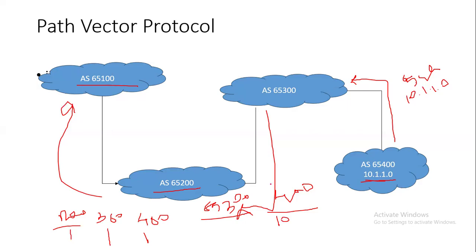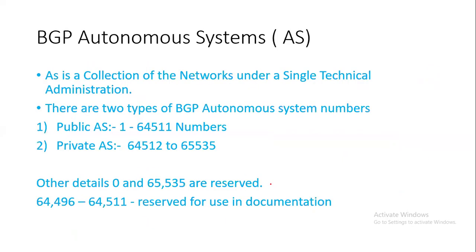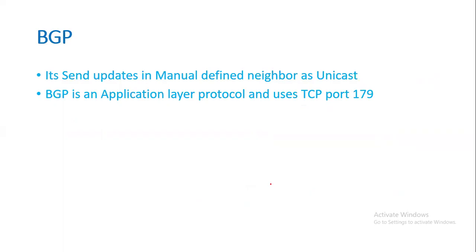So it is the follow-the-path mechanism. That's why it comes under what is called the path vector protocol for BGP. Okay, so one more feature is there: it sends updates to manually defined neighbors as unicast.